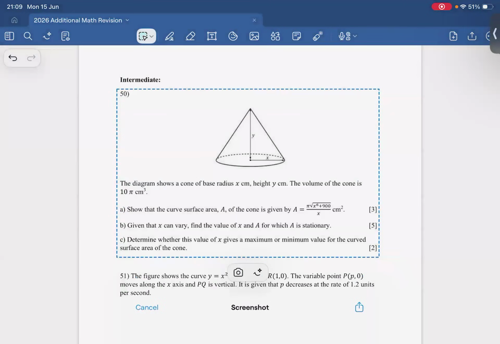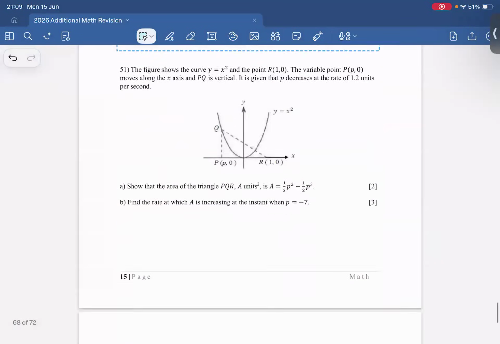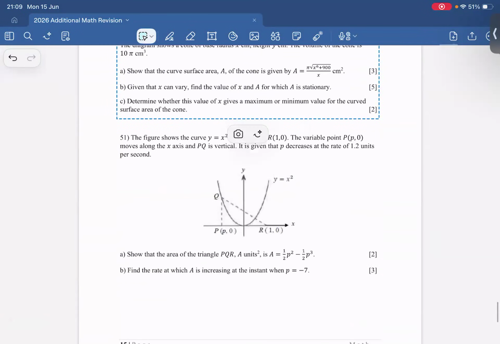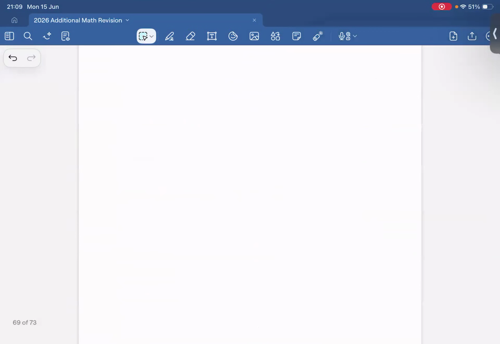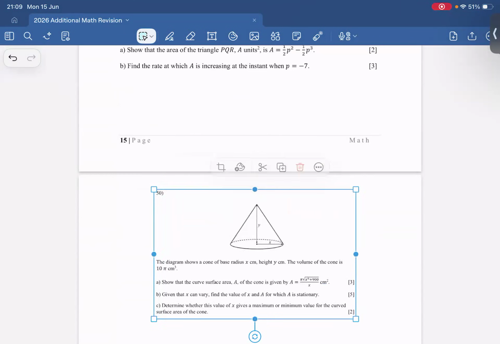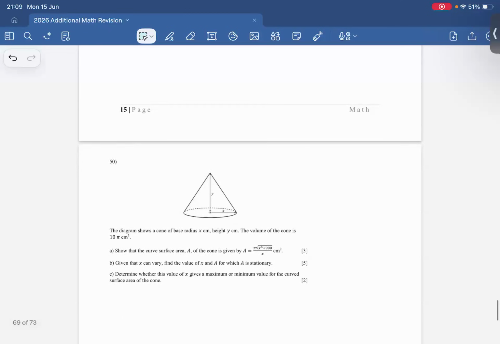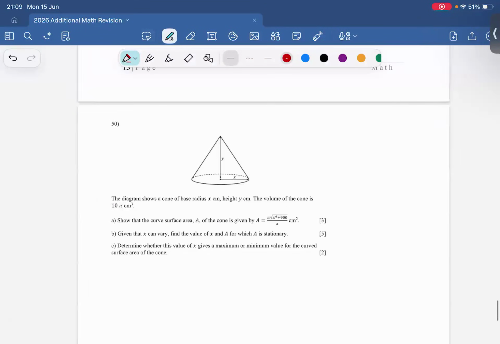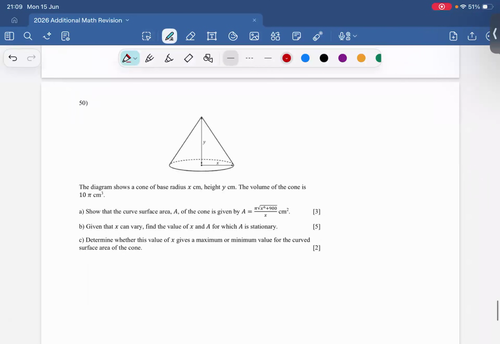Okay, so right now 50 is a very typical question whereby they always give you a diagram, then they ask you to show something, then after that use that to find the maximum or minimum thing. So first understand what the question wants you to find. The question wants me to find the curved surface area of A. So just do what they want.